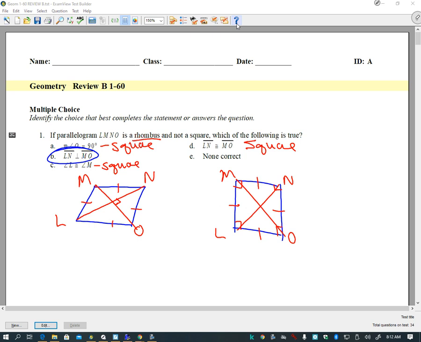Now, here's the truth: a square is a rhombus. A square is a rhombus and a rectangle. So this is also true over here, but the reason that we use LN is perpendicular to MO is because that is a shared trait between squares and rhombuses. That's the overlap. These other properties are unique to squares. Rhombuses typically have a unique shape to them. I don't know if that helps you out or not.